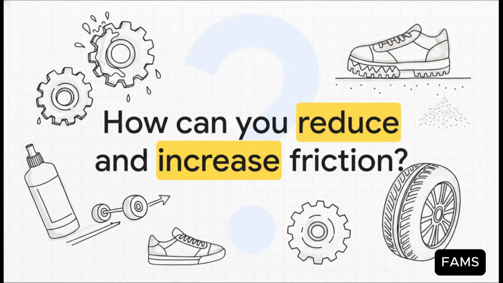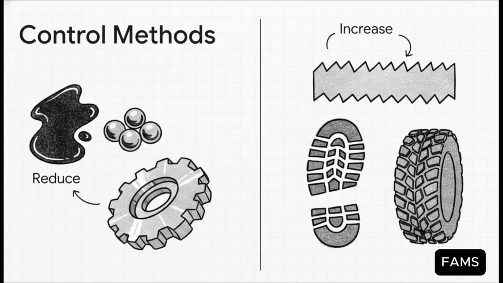All right, next question. Can you name one engineering method we use to reduce friction and one method we use to increase it? To reduce it, you could have said lubricants, ball bearings, smooth surfaces, or using wheels. And to increase it? Roughening surfaces, using rubber soles, or adding deep tire treads.